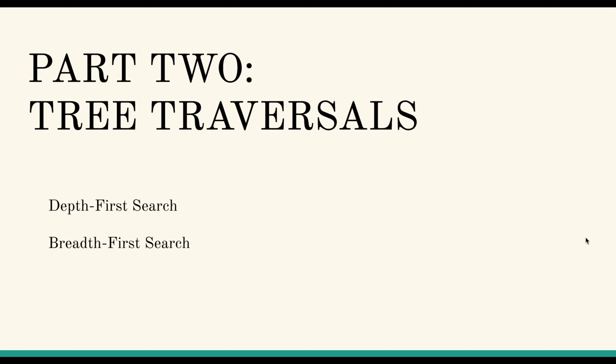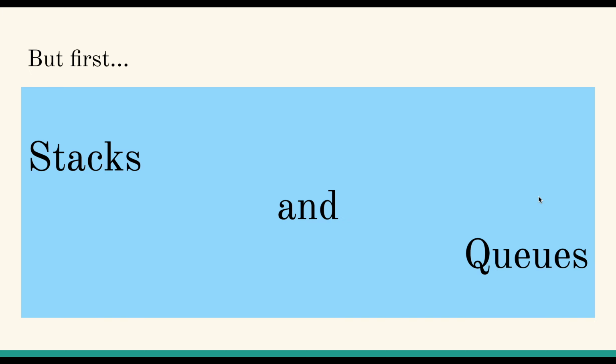So there's 2 types of search for binary search trees. There's depth first search and there is breadth first search, which you might have gone over a little bit in the previous session. All right, but first, to understand breadth first search, BFS, and depth first search, DFS, you have to understand stacks and queues. So we've gone over that before.